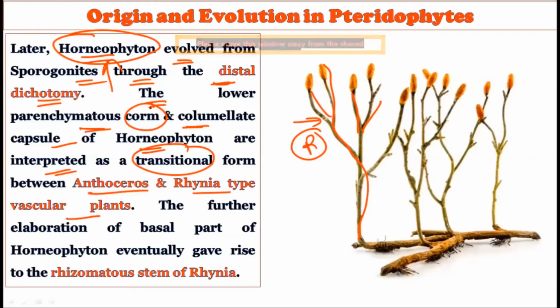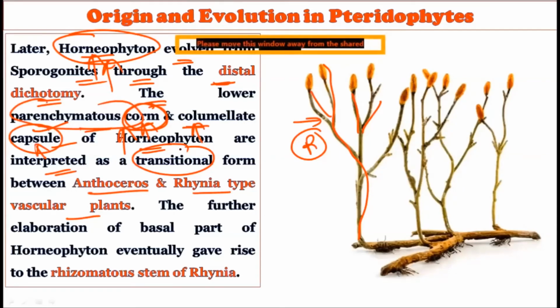See what Hornea phyton is showing. It is showing the parenchymatous corm, the anatomical structure which is present in Hornea phyton. So the parenchymatous corm is there and the columellate capsule is there. These two structures were considered as the intermediate or transitional structures between Anthoceros and the Rhynia type of vascular plants. Anthoceros on the one hand possesses the typical capsule, while on the other hand Rhynia shows the presence of the corm. So these intermediate structures, the columellate capsule and the parenchymatous corm, are considered transitional structures between Anthoceros and Rhynia.